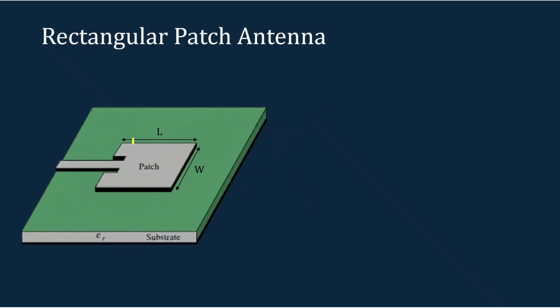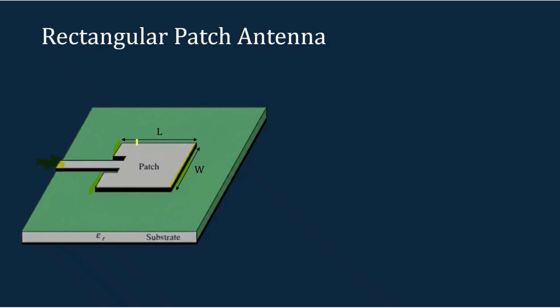For our further analysis, let's consider this microstrip rectangular patch antenna having dimensions length L and width W, which is supported by a grounded dielectric having the permittivity epsilon R. Along the L are the radiating slots. When it is fed along this direction, the radiation will happen across these opening slots. So these are the radiating slots.